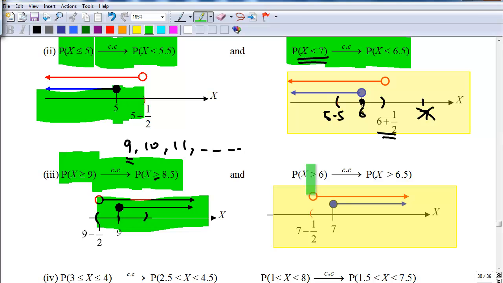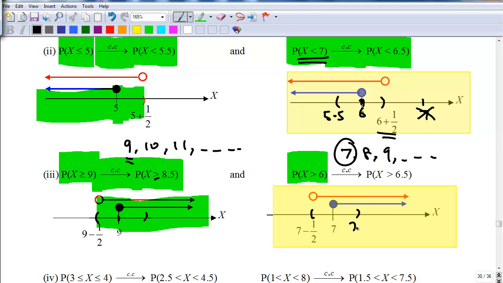We look at the next one: probability x bigger than 6. Again, the first question I have to ask myself is, what are the numbers that I need? I need 7, 8, 9, and so on. So the very first number that I need is 7. What are the numbers that when corrected to the nearest whole number will be 7? It will be numbers from 6.5 to 7.5. So I will be looking for numbers bigger than or equal to 6.5.